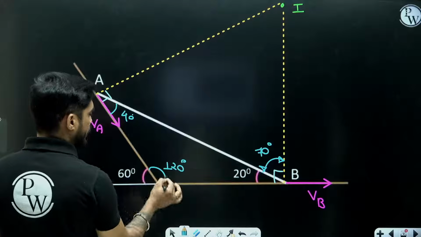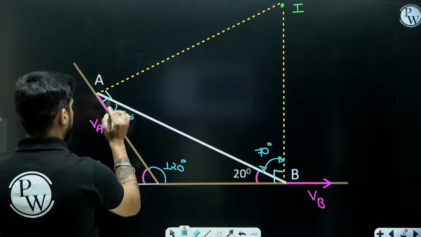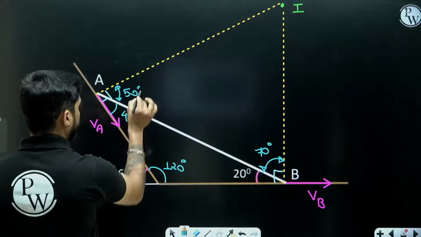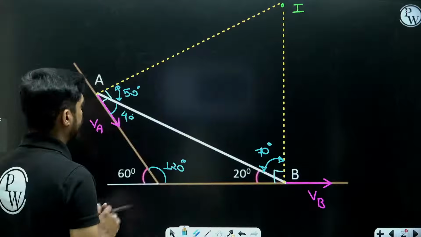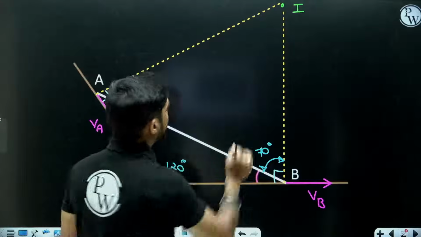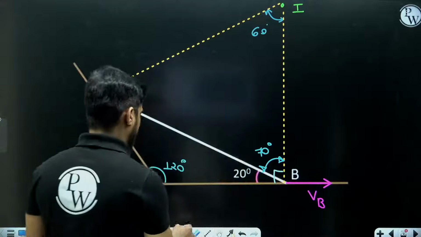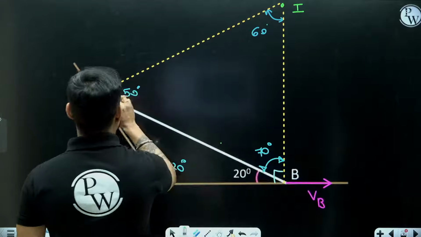Sum of these three must be 180. Now if this is 40 and this is 90 degree, this angle is 50 degree. Now sum of these three angles must also be 180. So 50 plus 70, 120. So this angle is 60. Now look at this triangle.